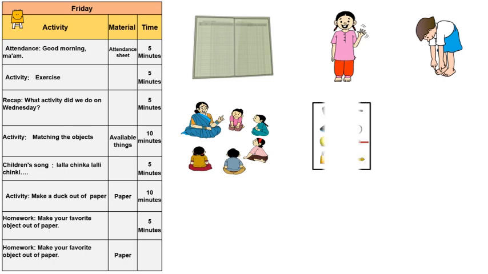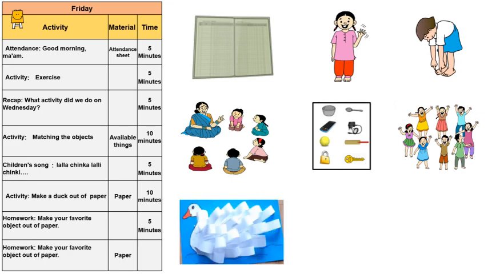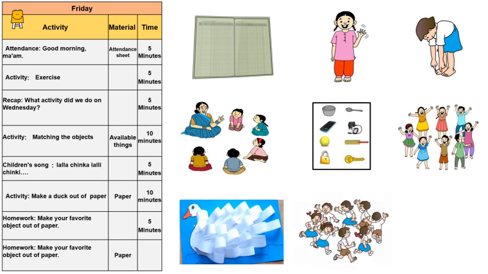Then, conduct an activity of matching the correct pairs of objects. Now sing nursery rhymes like "Lalla Chika Lalli Chiki." After this, teach how to make a paper duck. Now play Pakdam-Pakdai. Finally, give homework to bring a favorite item made of paper.